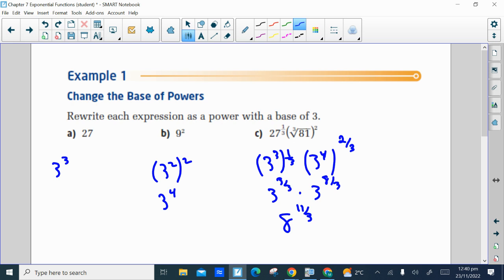Oh, I'm sorry, I don't know why I wrote 8, because I looked at an 8 there. Base is 3. 3 to the power 11 thirds.